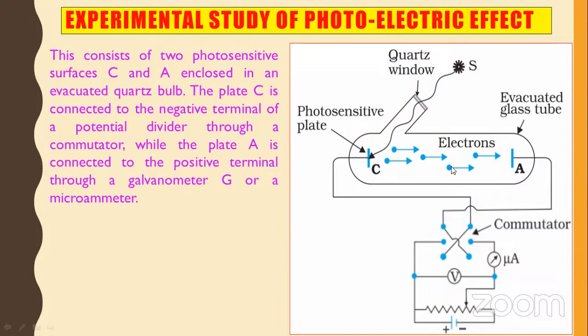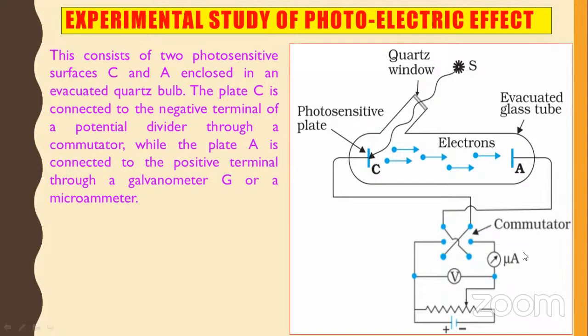C is the cathode, A is the anode. This is an evacuated quartz tube. The plate C is connected to the negative terminal of the potential divider, like a commutator, and the plate A is connected to the positive terminal. The cathode is connected to the negative and the anode is connected to the positive terminal.